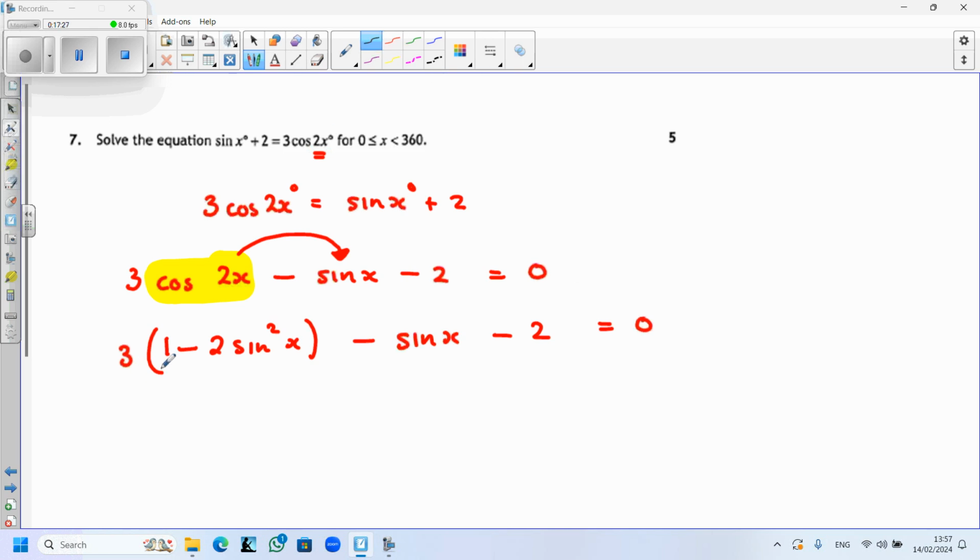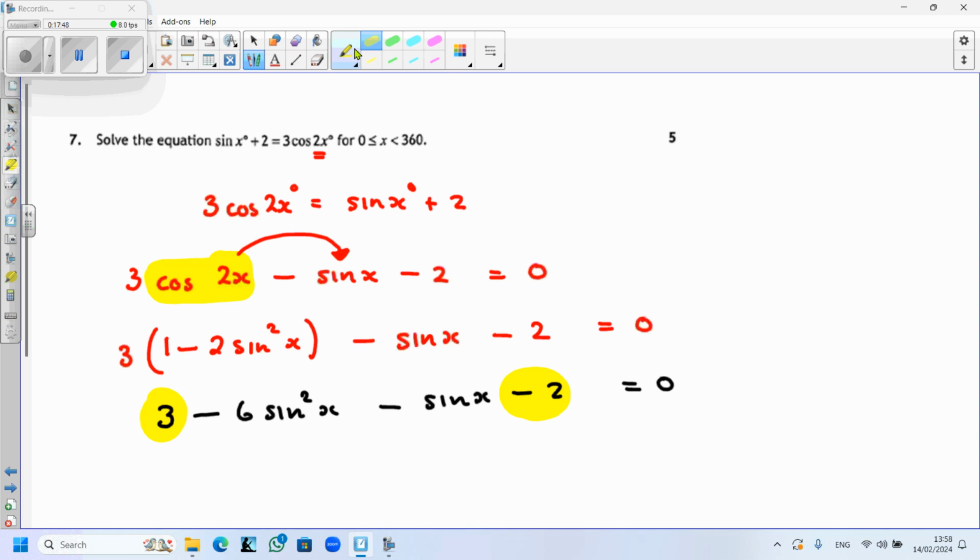If you've got a bracket, you always multiply your bracket. So 3 times 1 is 3. 3 times minus 2 sin squared x is minus 6 sin squared x. We've got a minus sin x, and we've got a minus 2, and that's equal to 0. So we've got 2 number terms there. We want to gather them together, nothing else that can be gathered together. So when I do that, I get minus 6 sin squared x minus sin x, and we've got 3 take away 2 gives me plus 1, and that's equal to 0.